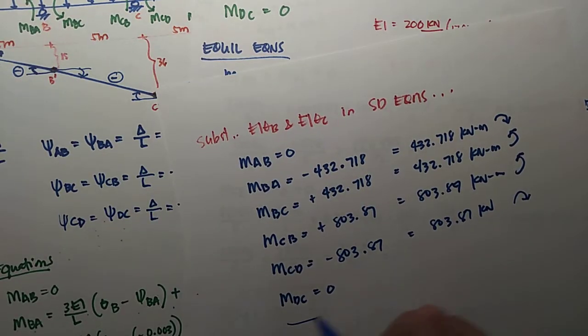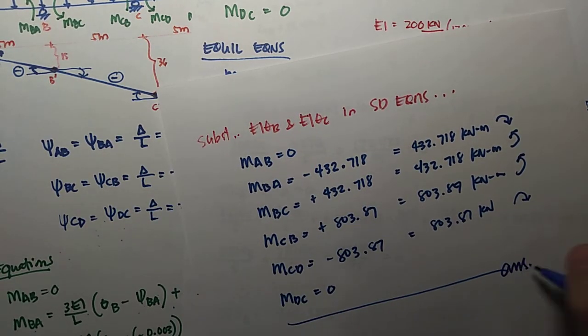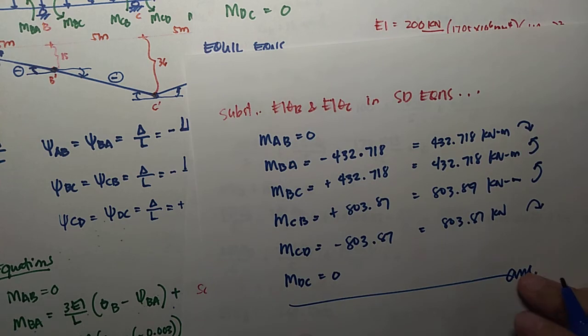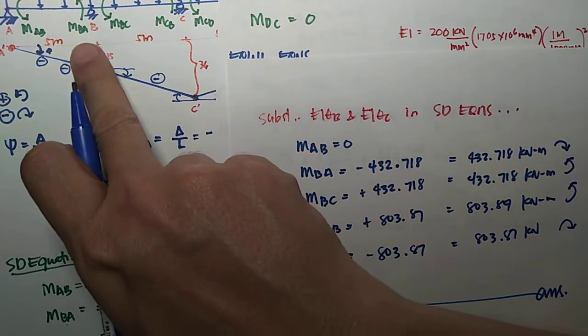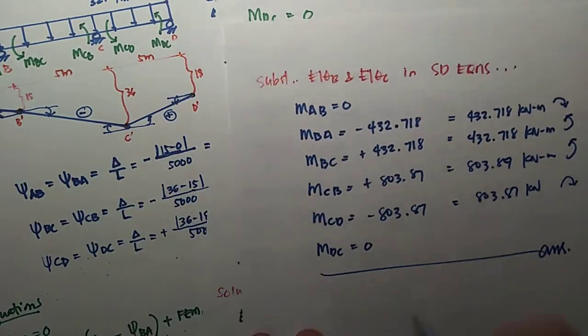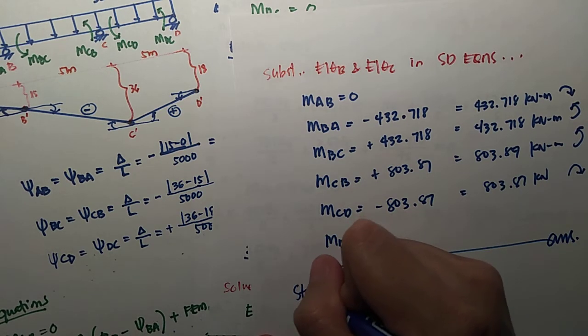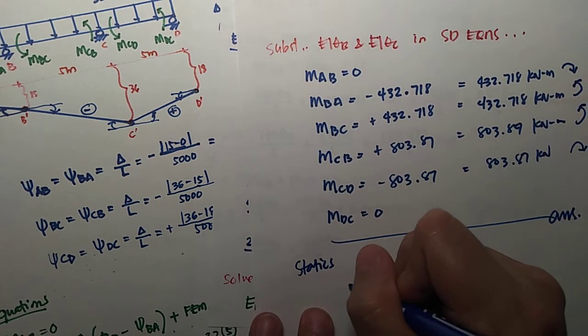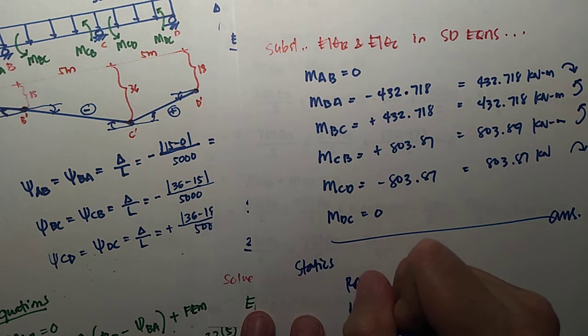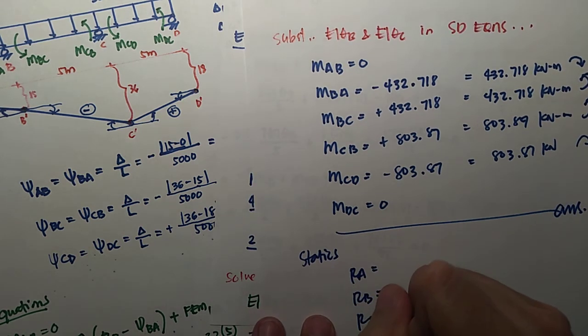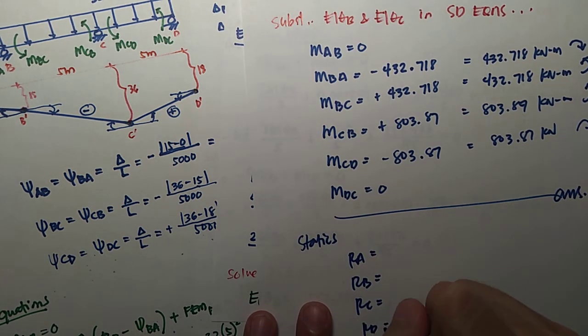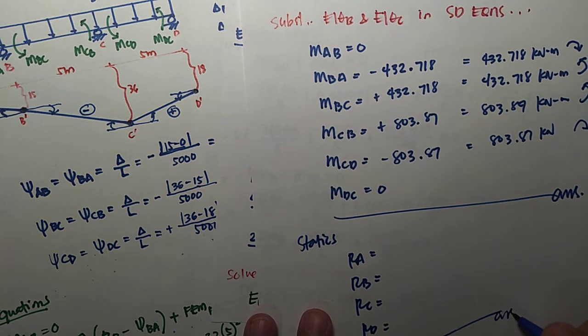Okay, so these are the answers. Then just apply statics if you want to solve for the reactions RA, RB, and RC, and RD as well. So, statics, you could reaction sa A, reaction sa B, reaction sa C, at saka reaction sa D. So, yun na yung sagot.